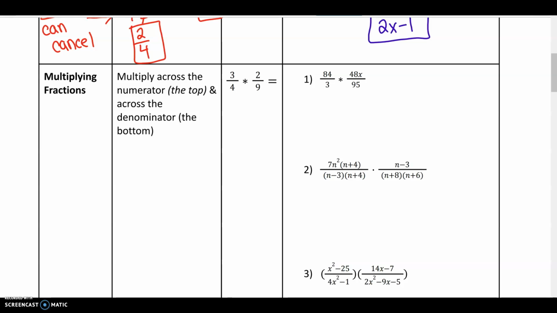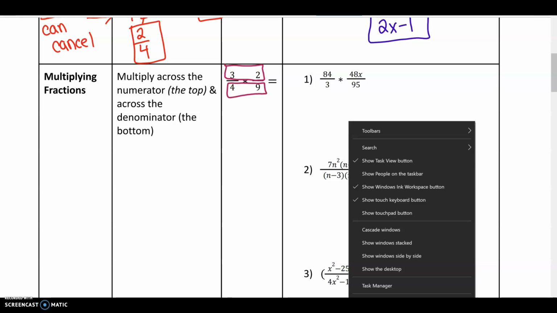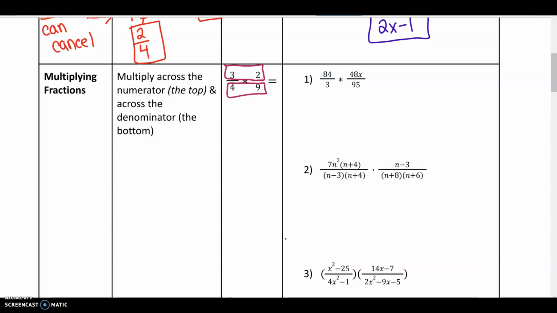with just numbers. So starting with multiplying, all you do to multiply fractions is you multiply across the numerator and across the denominator and rewrite it. So in this fraction, if you have 3 over 4 times 2 over 9, you'd multiply 3 times 2, which is 6, and that would be in the numerator. 4 times 9 would be 36, and that would be the denominator. And that's how you multiply them.